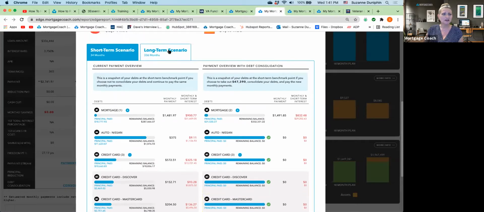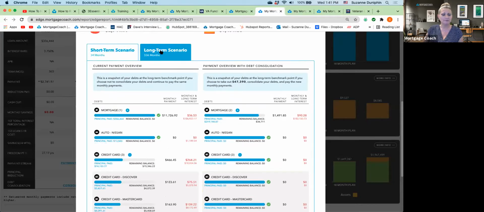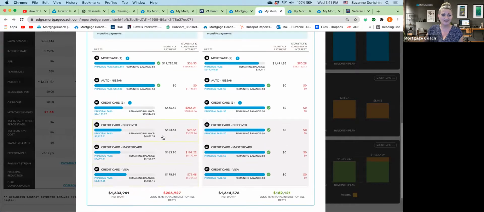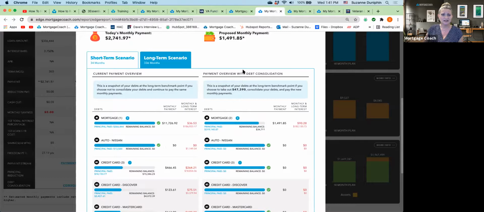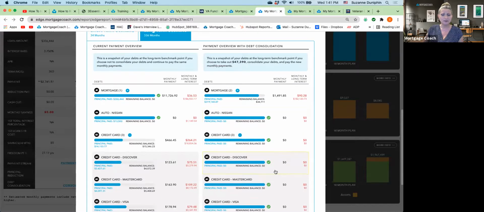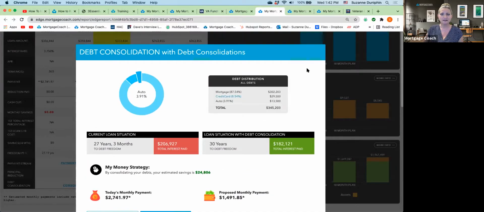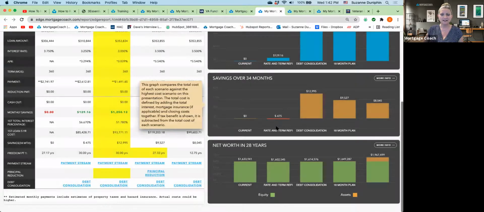Same thing with long-term. If you hit your long-term tab, okay, this is the current overview. If they were to do nothing, they're still paying on all this, you guys. That's ridiculous. This is a payment overview. Should they refinance with that debt consolidation? Okay, they've still got that mortgage, paid everything else off. Long-term interest on all debts, you guys, significantly lower. Let's click out of this. Let's look at the net worth.